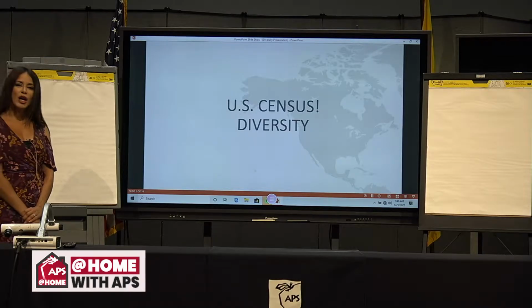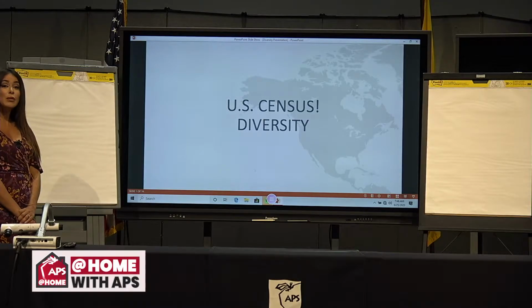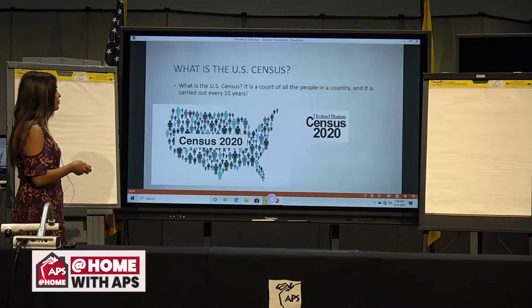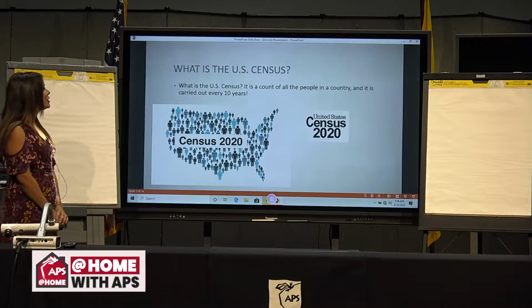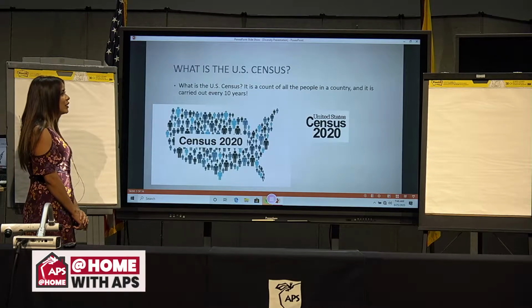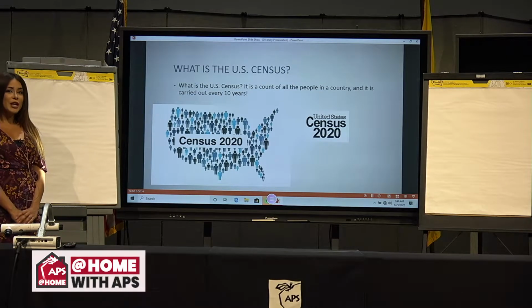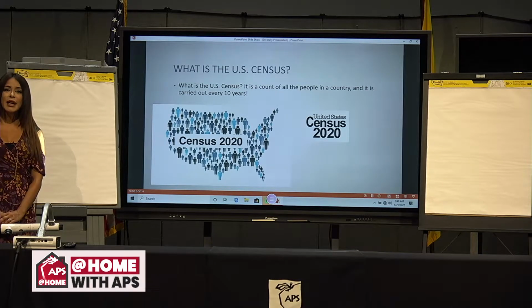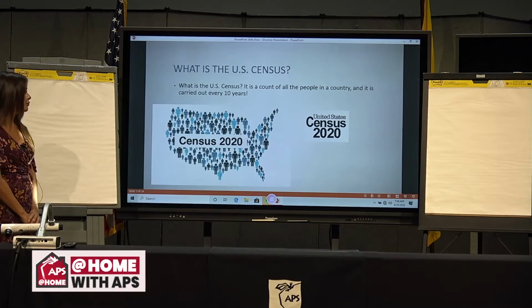Today, I'm going to be talking to you about the U.S. Census, and specifically about a really important word called diversity. So let's start with what the U.S. Census is. The U.S. Census is a count of all the people in a country, and it's carried out every 10 years. We're going to be counted in 2020, so make sure to fill out that U.S. Census if you get it in the mail or if you do it electronically.